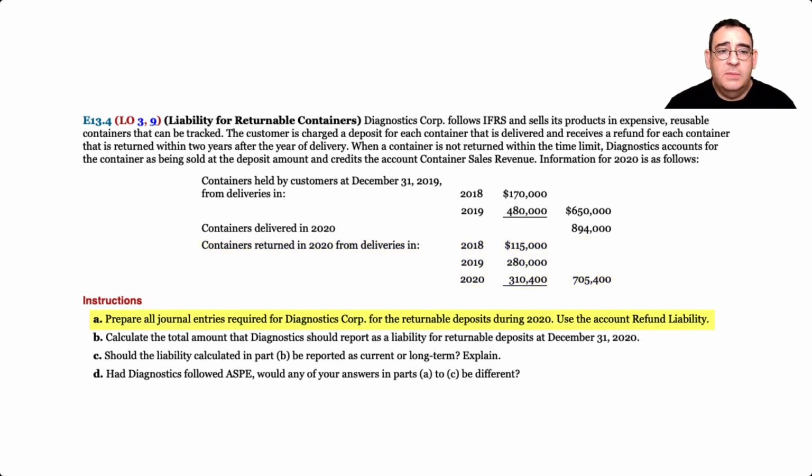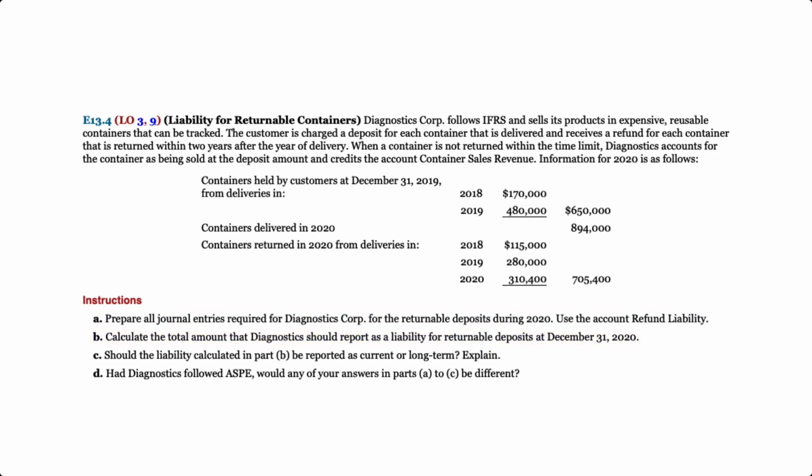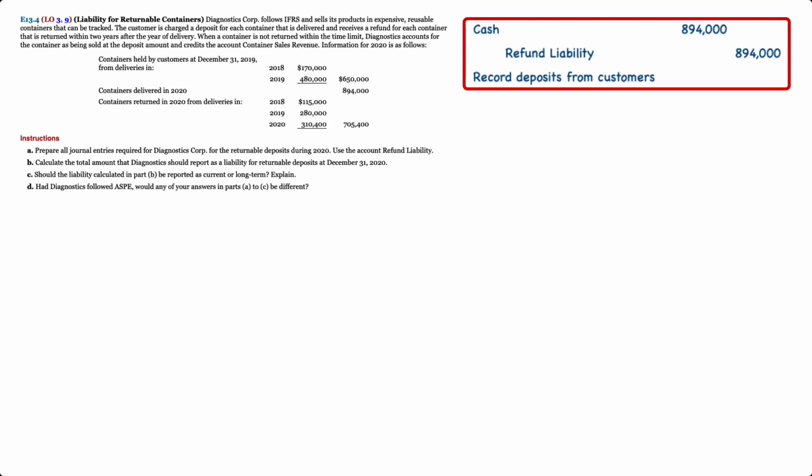Our first requirement is to prepare all the journal entries for Diagnostics for the returnable deposits during 2020, and we're going to use a refund liability account. The second requirement is to determine the total amount that the company should report as a liability for returnable deposits at December 31st, 2020. The first journal entry is a simple one, where the company will record the cash that it will receive for deposits and record the refund liability of $894,000 on containers delivered in 2020.